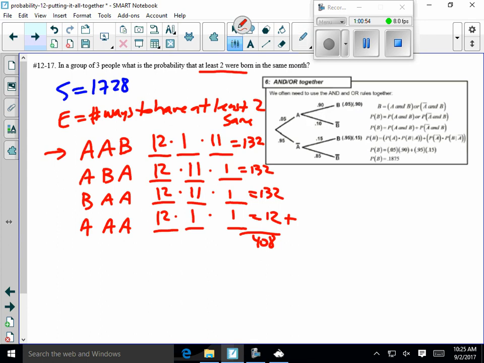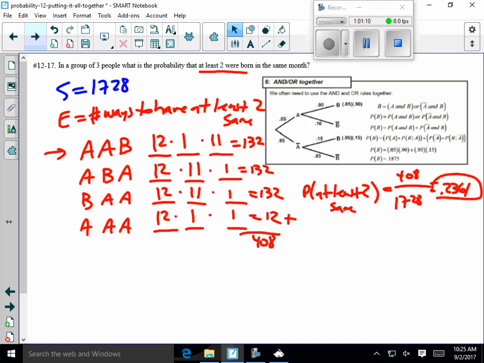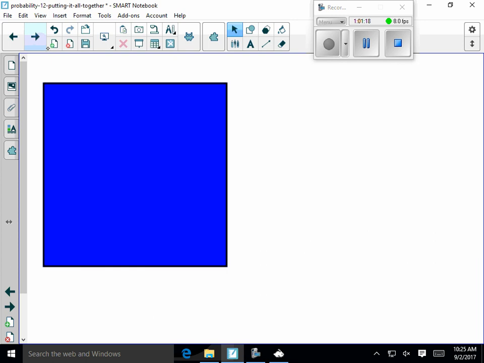So you could say that the probability of at least two sharing the same month would have to be 408 out of 1728, which turns out to be that same 0.2361. So if you tried to do this without using the complement, this would be one way to do it. If you did it by counting, this would be the correct way to do it. So if you tried it and you didn't get the right answer, this is the right way to do that. And there's another way that you can do this.